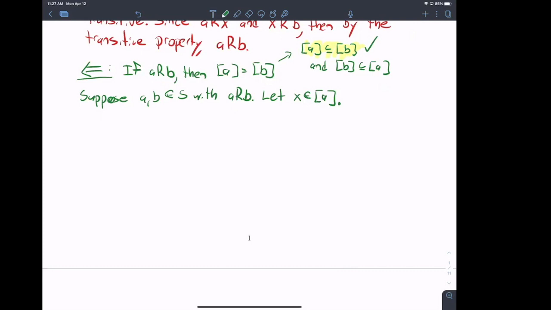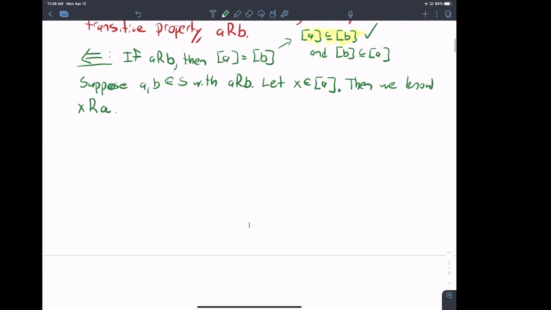Okay, so we've got some element X, which is in equivalence class A. Then we know that X, by definition of equivalence class, should be related to A. And again, what we're hoping to show is that X is in equivalence class B. That would be showing that X is in equivalence class B, if I can show that X is related to B. So I've got this I know, this we know, and we're hoping to show X is related to B. How can I connect those things to show that X should be related to B?